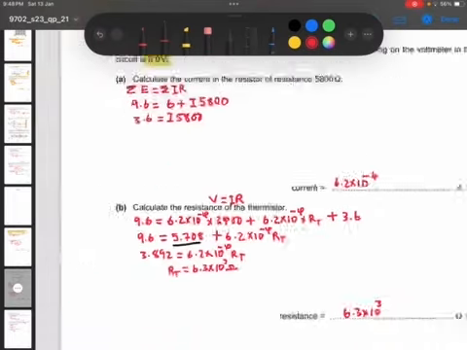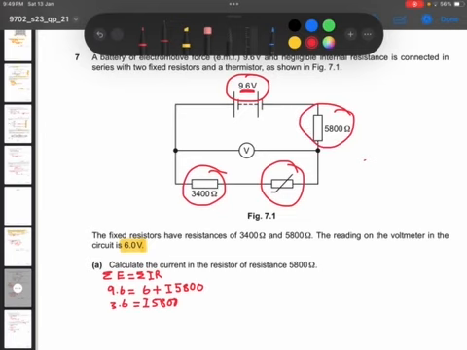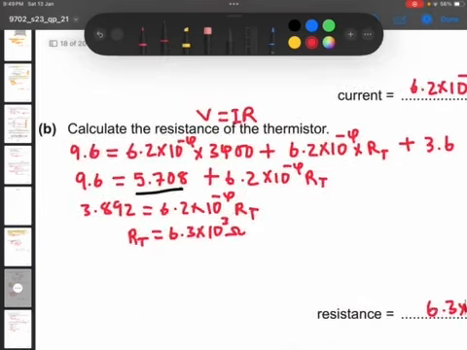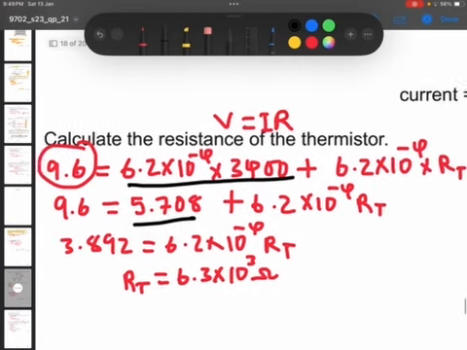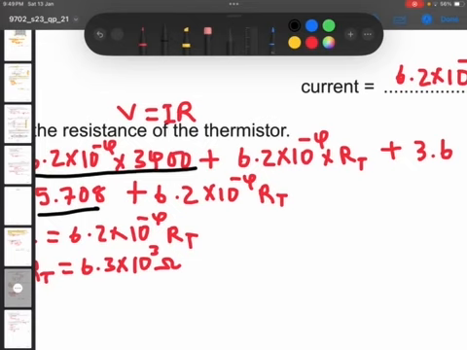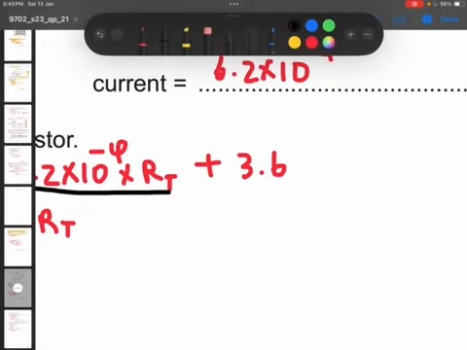So what am I going to do? I'm going to say, okay, in this loop, there is this EMF, there's the potential difference across this, and there's the potential difference across this. Since I now know the current going through this is the same as this, is the same as this, then I'll come here and I'll say the EMF here is equal to the potential difference across the 3400 ohm resistor, which is current times the resistance, and the potential difference across the thermistor, which is current times the resistance of the thermistor, RT, and the potential difference across the 5800 ohm resistor.